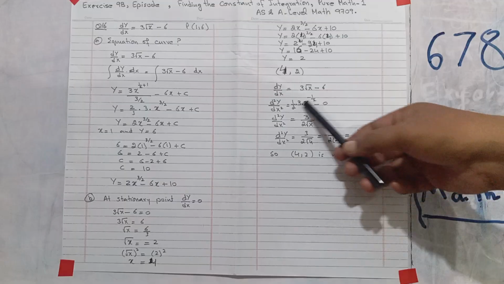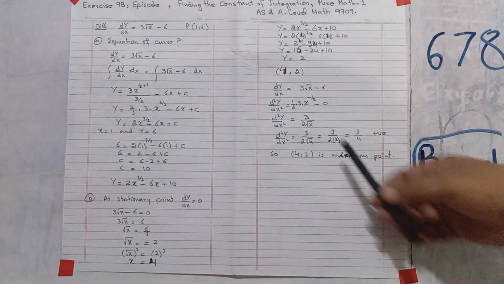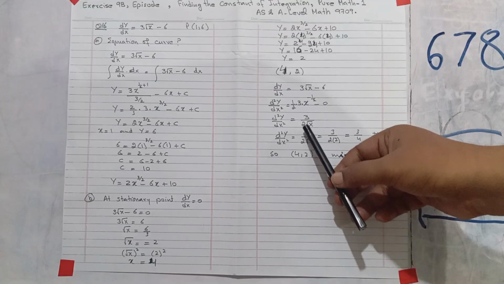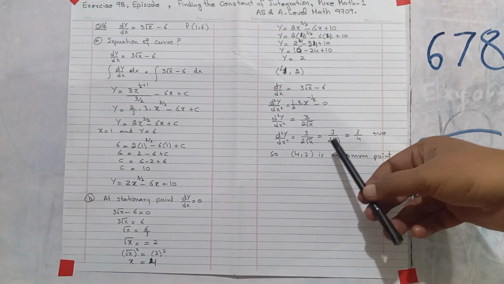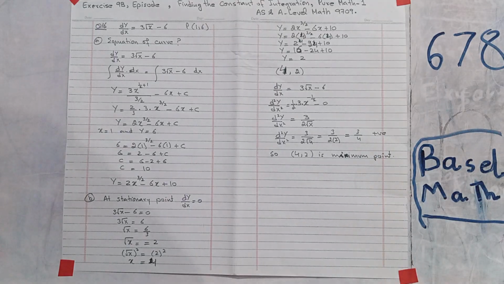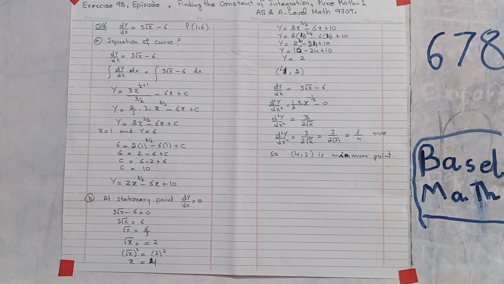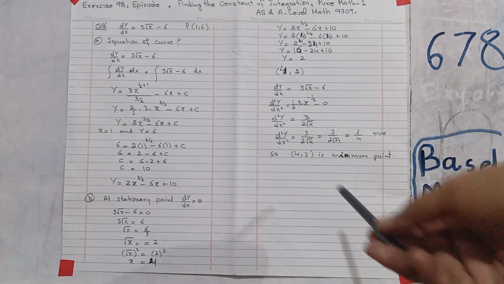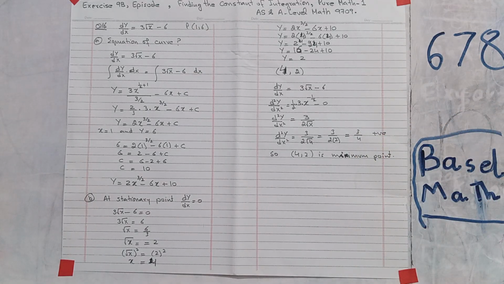So in this, I will put this x value to find out the nature of that point. In the place of x, I will put 4. So 3 by 2, and in the denominator, we also have under root 4. So that is 3 divided by 4, which is a positive number. If the second derivative at this x value is positive, that means that this is a minimum point. So the stationary point is 4 comma 2 and it is a minimum point.